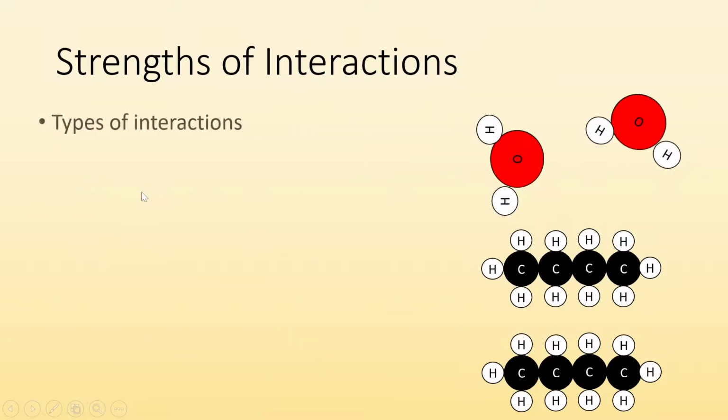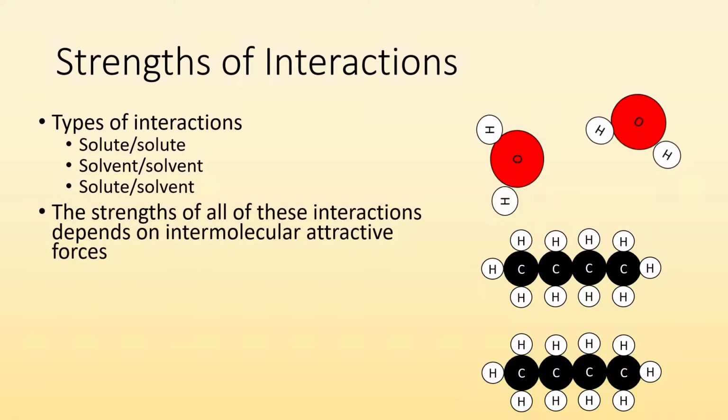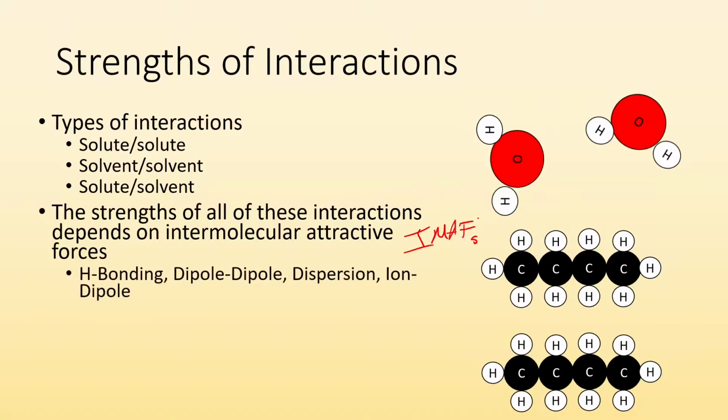Now, the strengths of these interactions. You've got to look at the different types of interactions. We have the solute and solute interacting. We have the solvent interacting with other solvent, and then we have the solute-solvent interactions. The strengths of all these interactions depend on what type of intermolecular attractive forces are present, or IMAFs, right? Intermolecular attractive forces. So, for example, remember we've got hydrogen bonding, dipole-dipole, dispersion forces, or ion-dipole interactions.